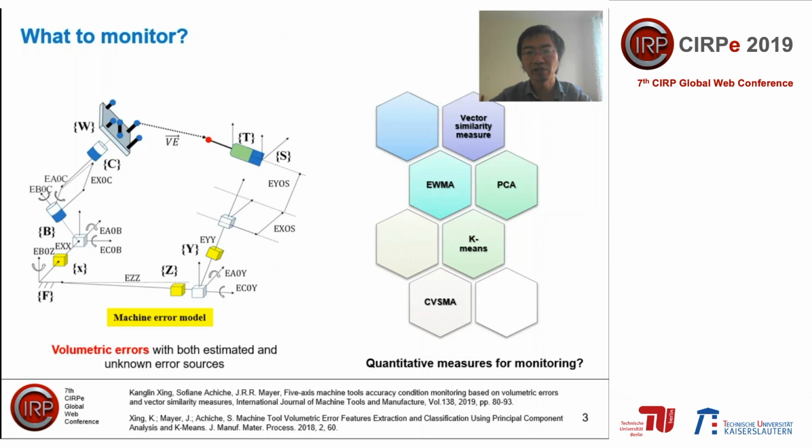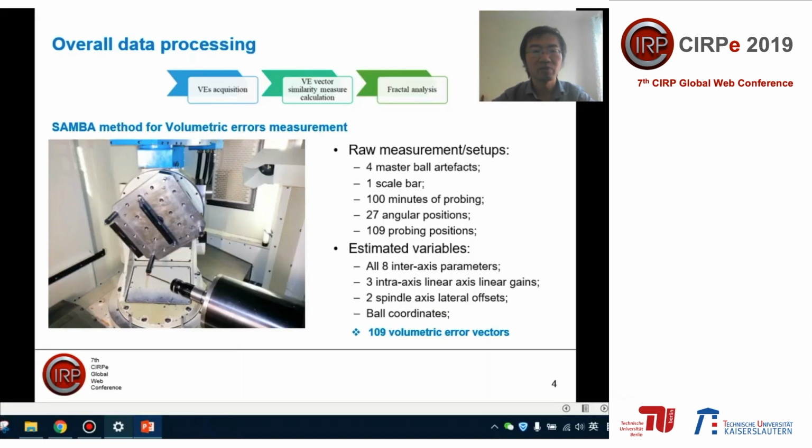Currently, methods such as the vector similarity measure, principal component analysis, control charts, K-means, and also the combined vector similarity array have been used for volumetric error data processing. But these methods are just focused on single volumetric error data processing. So, can we use some quantitative measure for volumetric error condition monitoring? And this is the target of our research. The data processing includes 3 main steps: volumetric error acquisition, volumetric error data processing by vector similarity measures, and then those data will be processed by the fractal analysis.